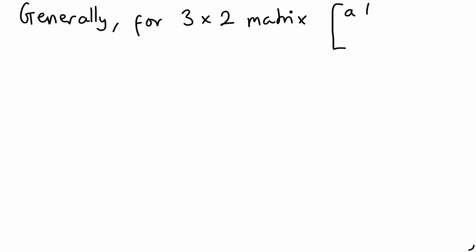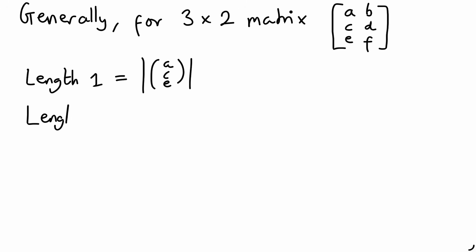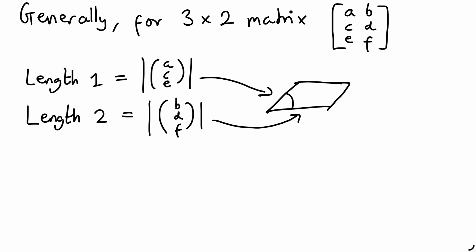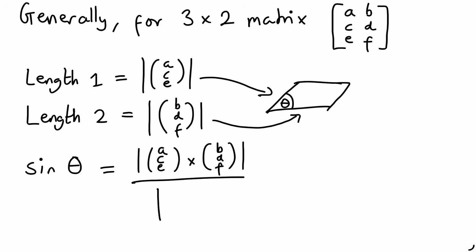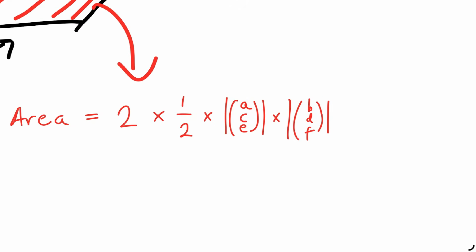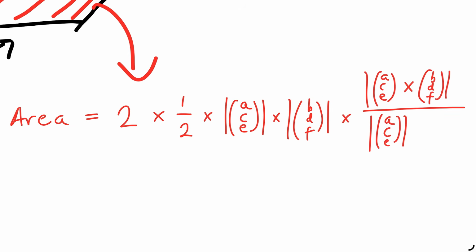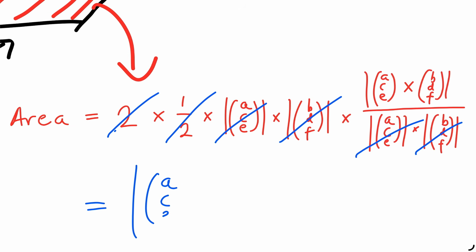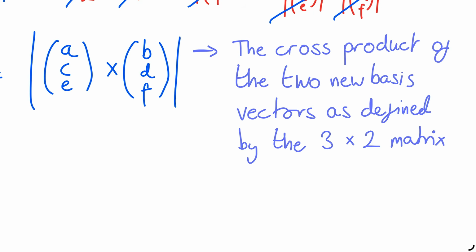Let's generalize this for a 3x2 matrix A, B, C, D, E, F. This first length here is going to be the magnitude of vector A, C, E, and the second length is the magnitude of B, D, F. And the sine C bit will be the cross product divided by the magnitude of ACE times the magnitude of BDF. So when calculating the area, a lot of this cancels, and we get that the determinant of a 3x2 matrix is equal to the magnitude of the cross product of the two new basis vectors.